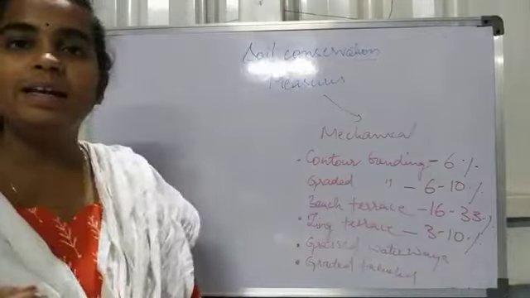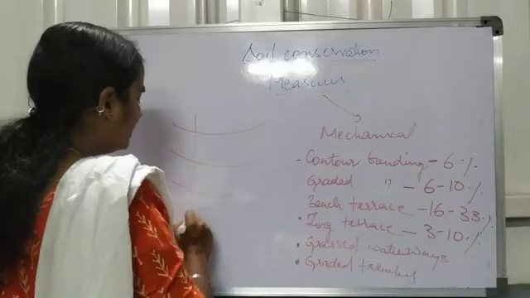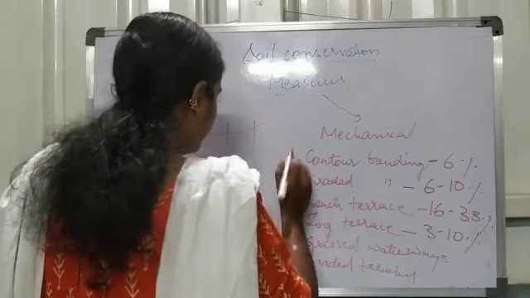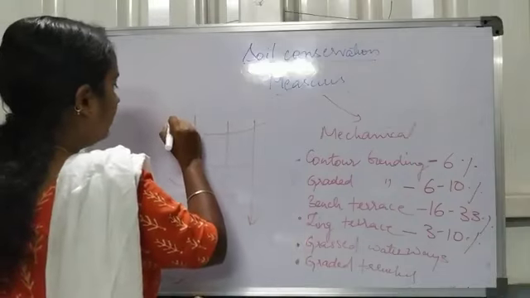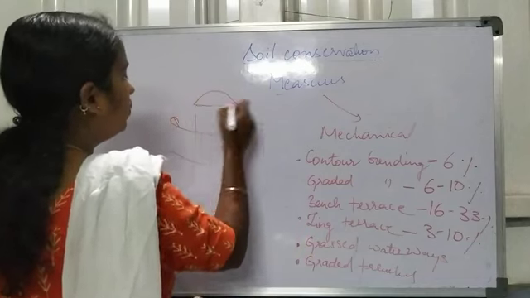Now contour bunding, as we know, uses contour lines across the slope. Bunding is nothing but piling up of the soil.